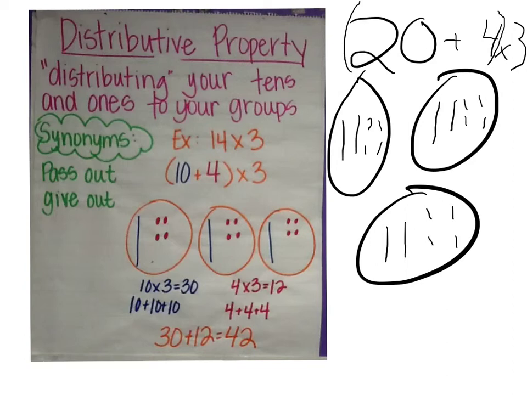4 plus 4 is 8. 8 plus 4 is 12. So we put 12 to the side. Then we count 10, 20, 30, 40, 60. And we do 60 plus 12, and that would get us to 72. Last one.